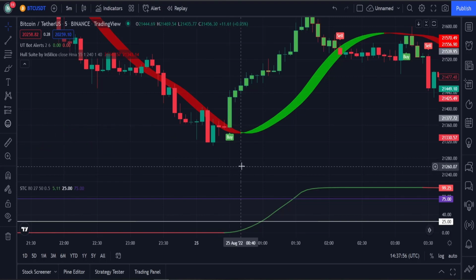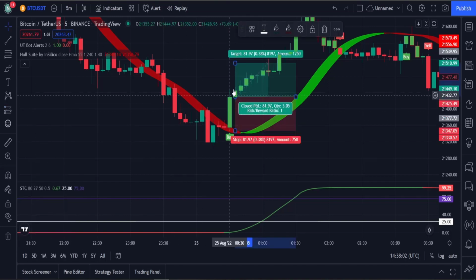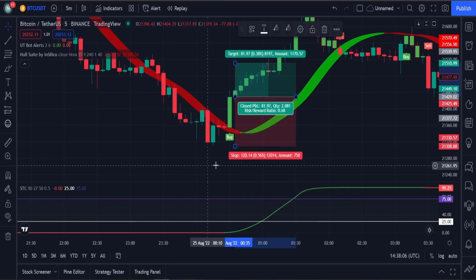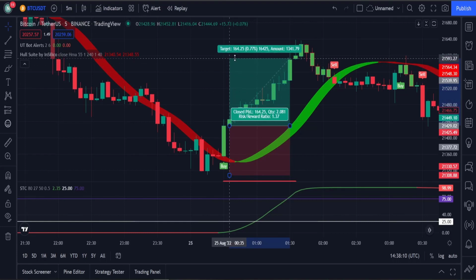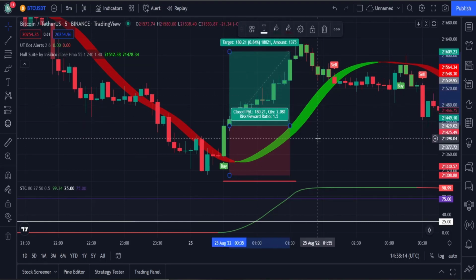So after this, I'm going to take a long position and get in at the beginning of the next candle, which would be right here. And for the stop loss, I like to put it right below the recent swing low for long trades. And I like to go for a 1 to 1.5 risk to reward ratio. So it would have hit take profit right around there.